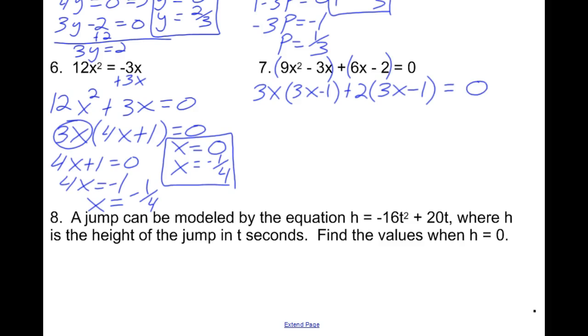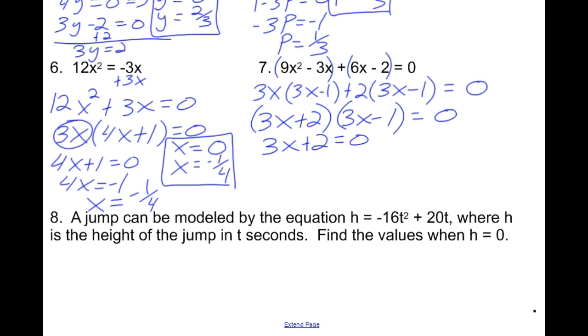equals 0. So that means I have 3x plus 2 and 3x minus 1 equals 0. Each of those separately, one of them has to equal 0, and or the 3x minus 1 has to equal 0. Subtract the 2, so that's 3x equals negative 2. Divide by the 3, x equals negative 2/3.